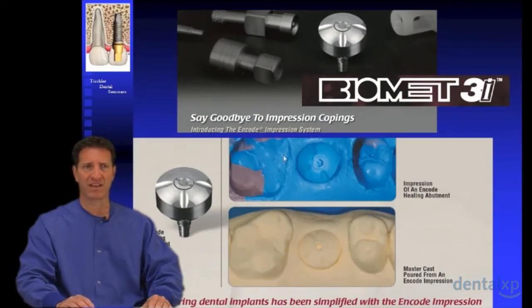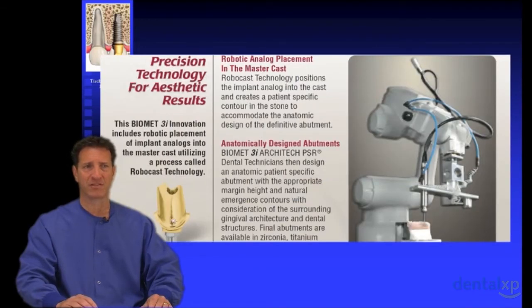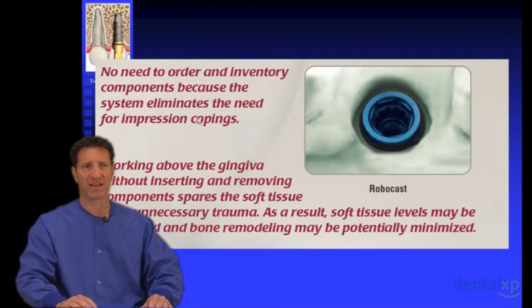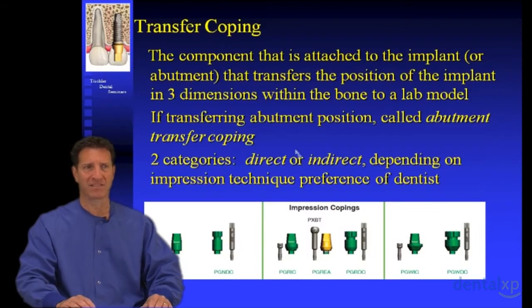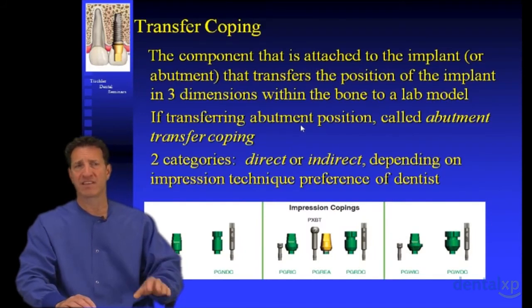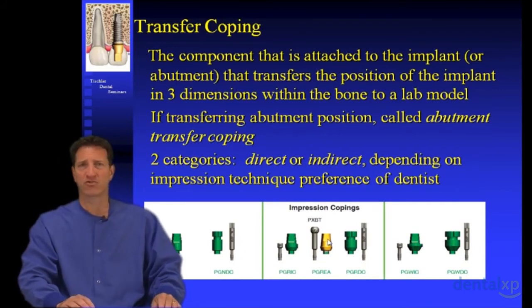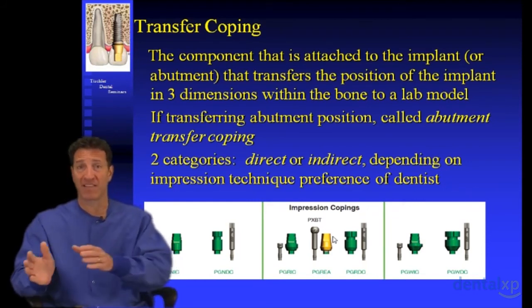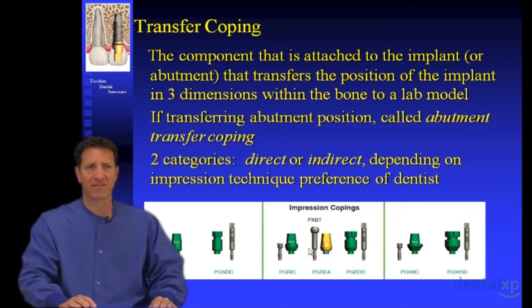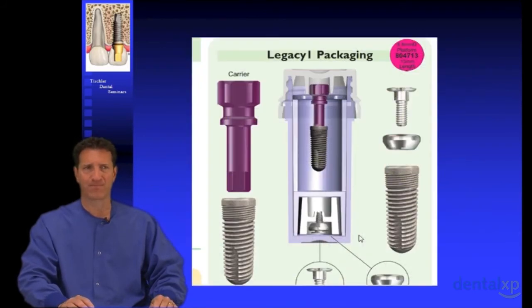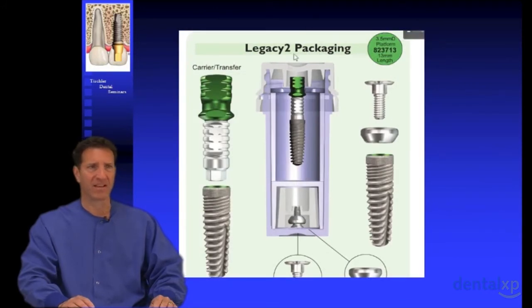This is the 3i Encode system that allows the clinician to basically take an impression of this and not have to attach any other parts and pieces, and they actually fabricate an abutment from that. Kind of a neat concept. But this is really the very important part, is how do you transfer what's in the mouth to the lab? Well, you do that via an impression coping, and there's different types of impression copings that are available. And different companies have different variations of that.